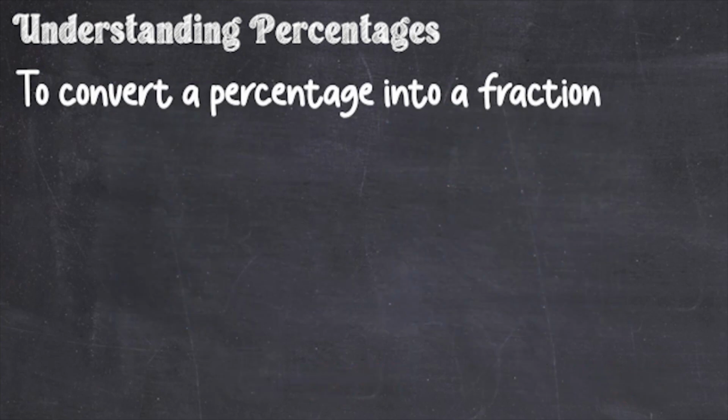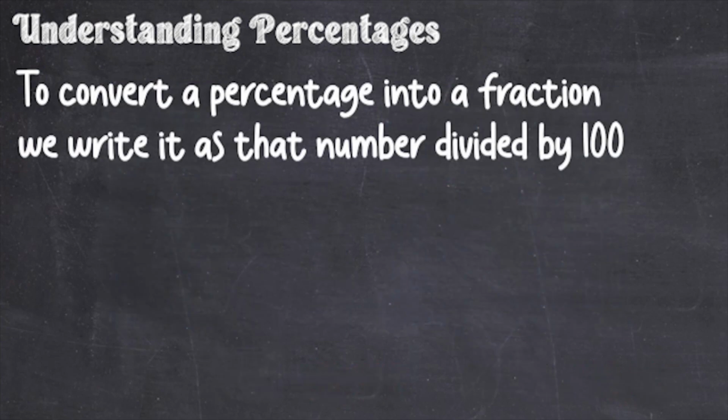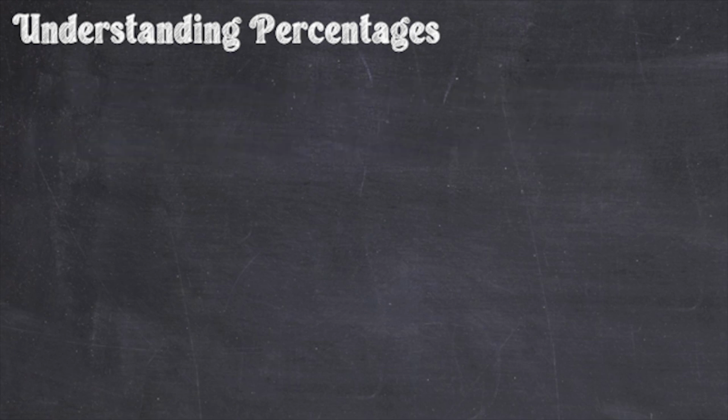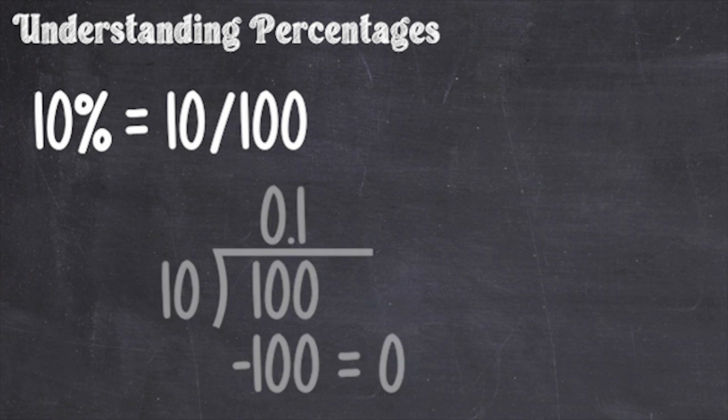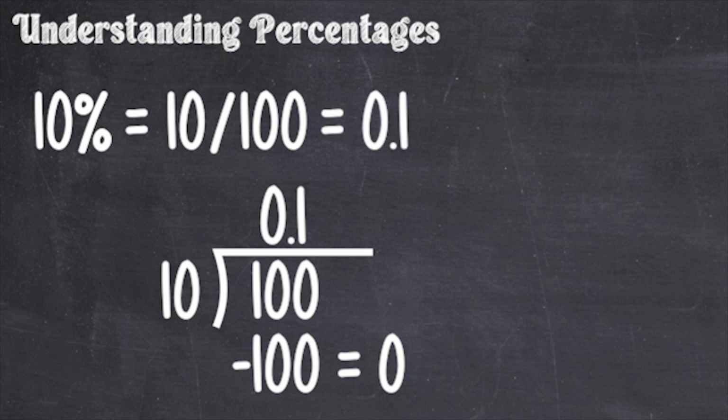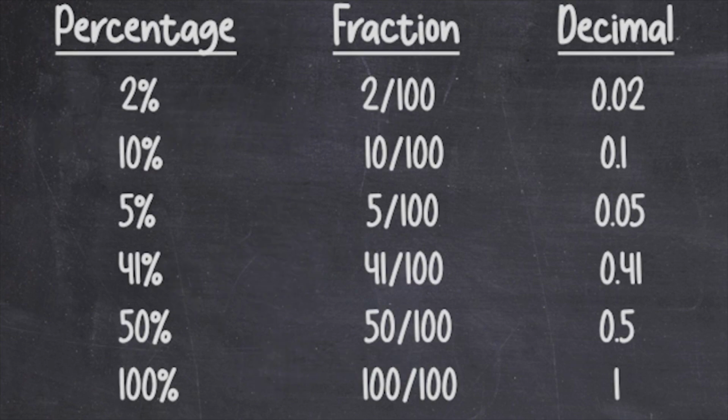To convert a percentage into a fraction, we write it as that number divided by 100. For example, 10% can be written as 10 over 100. Next, to convert this to a decimal, we need to perform long division of the numerator by the denominator. So we divide 10 by 100 to get 0.1. This gives us 3 different representations of the same number. 10% is the percentage, 10 over 100 is the fraction, and 0.1 is the decimal. Here's how we would write some of the percentages we looked at earlier as fractions and decimals.